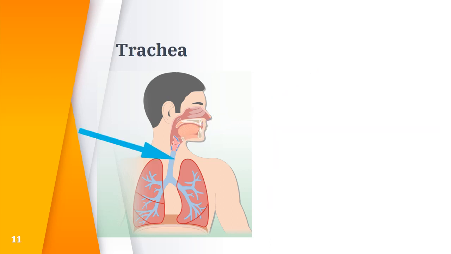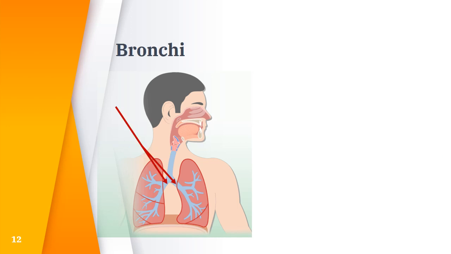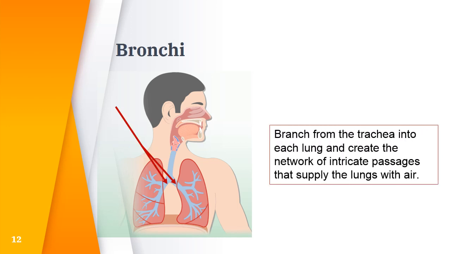The next part is what we call the trachea. This is the passageway connecting your throat and lungs. In order to remember trachea, remember the word windpipe because it's like a pipe which serves as the channel of air. We also have here the part which is known as the bronchi. It branches from the trachea into each lung and creates a network of intricate passages that supply the lungs with air. Our bronchi connect our lungs to our trachea.